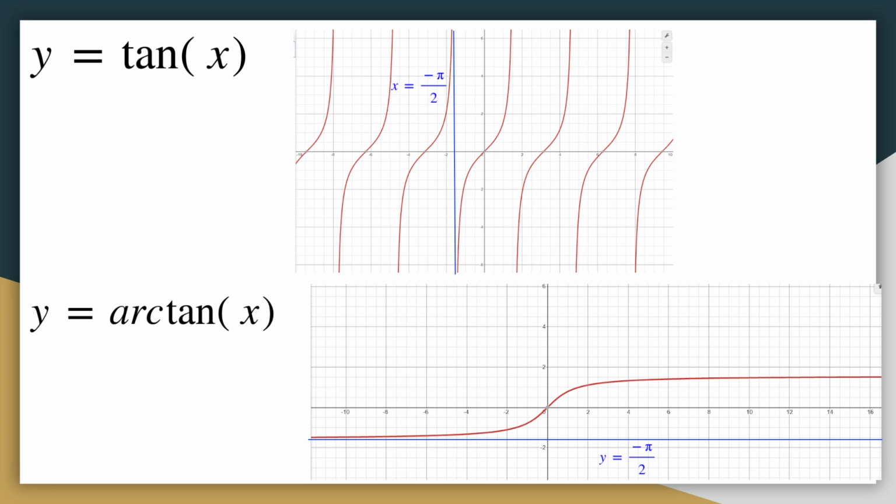By looking at this graph, we can see that the lower bound is y equals negative pi over 2 as x approaches negative infinity, so the limit as b approaches negative infinity of our antiderivative term must also be equal to negative pi over 2.